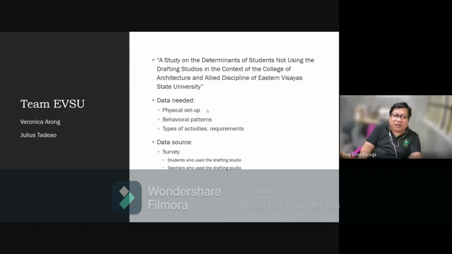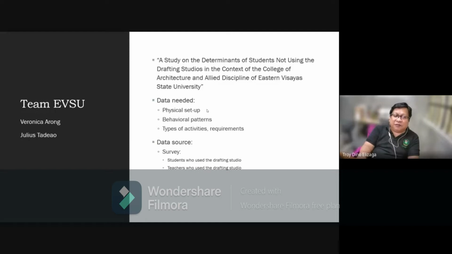Then behavioral patterns. Behavioral patterns meaning how did the students use the studio, okay? And types of activities and requirements given by the teachers. Because for all you know, maybe the requirements did not require them to use the table. So maybe they're asked to use the laptop or just the drawing or to do something else. That's why they ended up not using the table. So things like this should be covered.